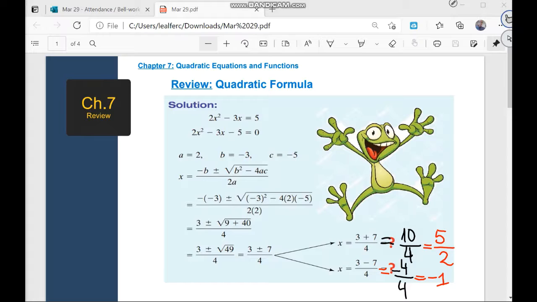I'm happy that you remember. And if you're still confused, that's not a problem, because you're going to practice more with the quadratic formula. But I'm happy you are remembering, and you can apply it. You can calculate it. Let's move on.